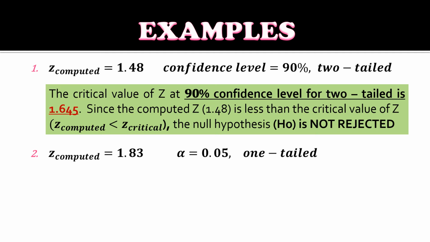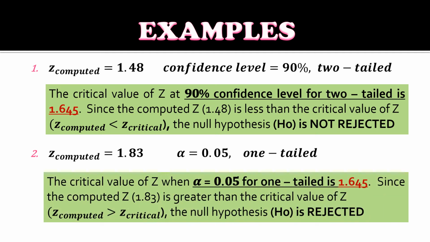And for number 2, the critical value of z when alpha is 0.05 for one-tailed is 1.645. So since the computed z is 1.83 compared to 1.645, which is greater than the critical value of z, therefore our null hypothesis is being rejected.